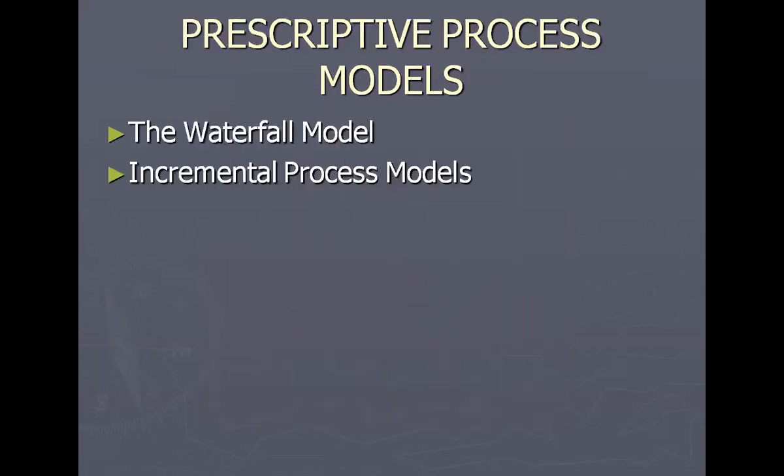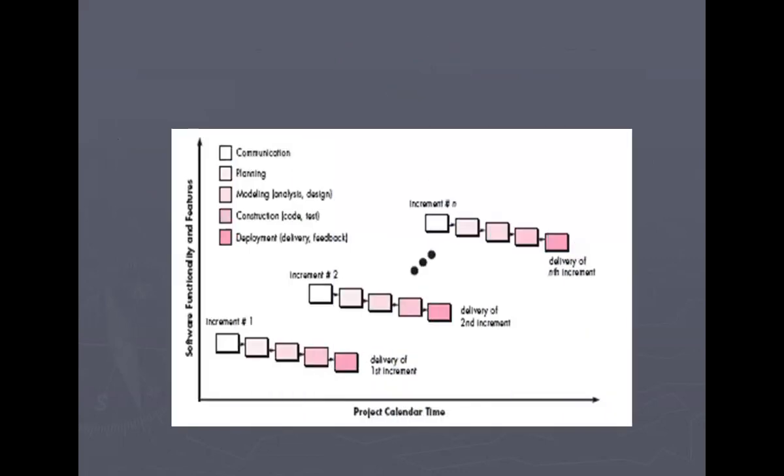We already learned in a previous lecture the prescriptive models, that is the waterfall model and the incremental process model. All the phases and framework activities also apply in the waterfall model. In the incremental model, we divide the process activity into different increments. Increment 1 will have all the phases: the first box is communication, second is planning, third is modeling, then construction and deployment. All these activities make one product.